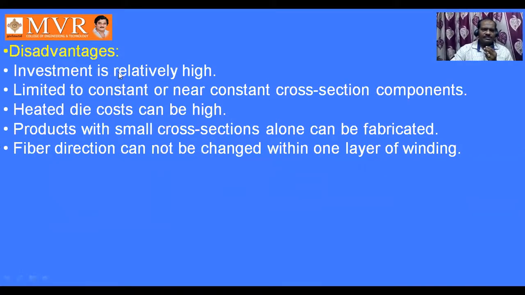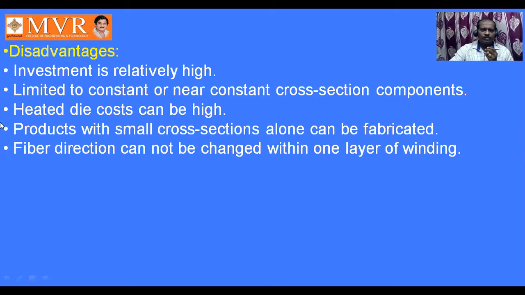Disadvantages: investment is relatively high. It is limited to constant or near constant cross-section components. Heated die cost can be high. Products with small cross-sections alone can be fabricated. Fiber direction cannot be changed within one layer of winding. So if you go for another layer of winding, it can be reversed. That is the meaning here.